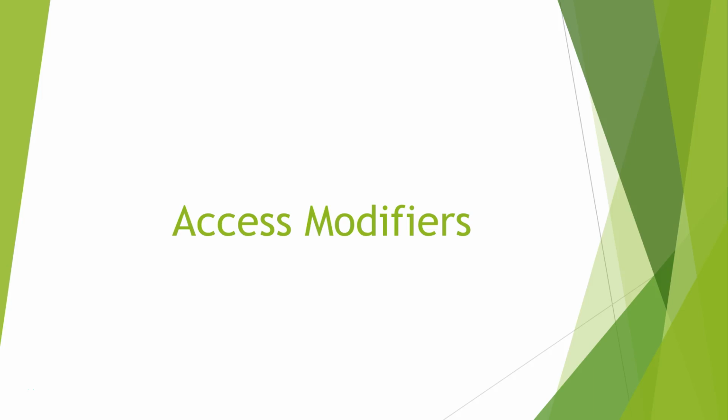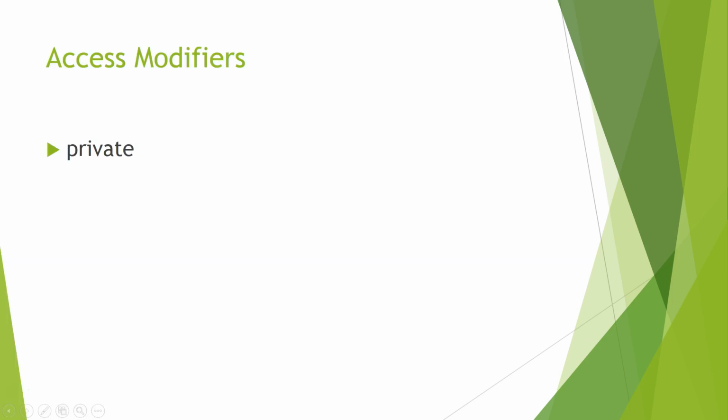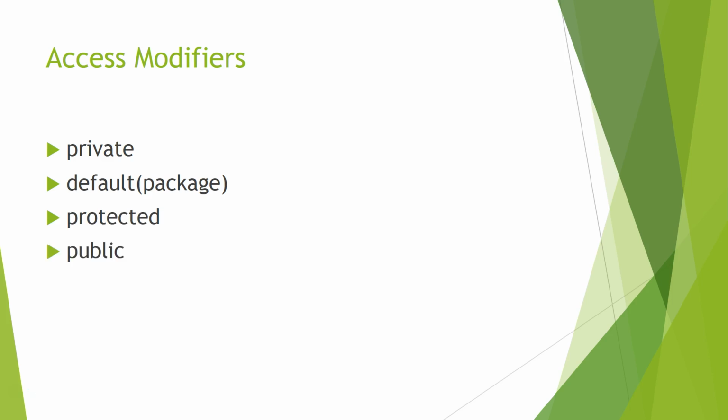Hello, in this tutorial we will talk about access modifiers. Access modifiers are keywords in object-oriented programming languages. Those keywords set the accessibility of classes, methods, and attributes. Access modifier types are private, default or package modifier, protected, and public.